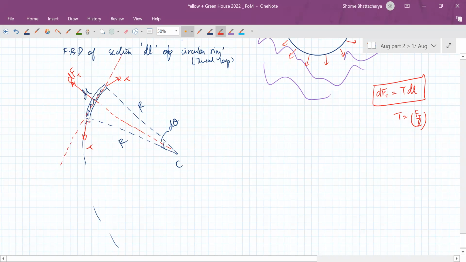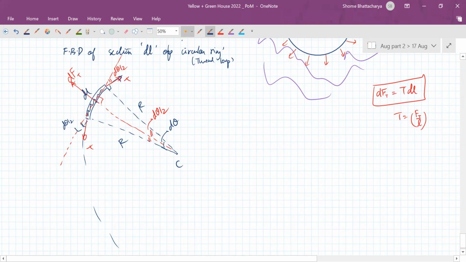So if you see this line, it bisects this angle. So this angle is equal to this angle, d theta by 2, and that will be the same as this angle here, d theta by 2, because this angle is 90 and all that. Okay. So this angle is 90 here and tension is acting tangentially. So this angle is 90. From that, this angle is d theta by 2. So now you can see this angle is also d theta by 2.